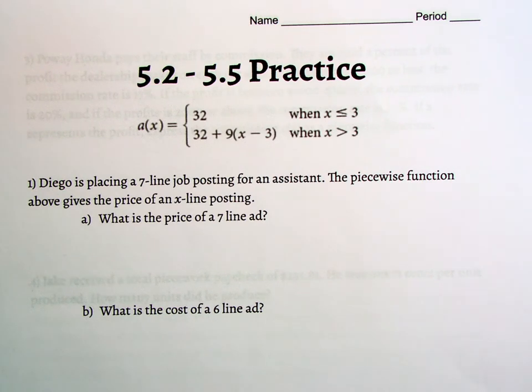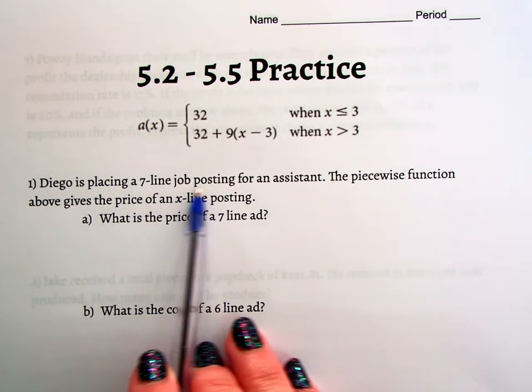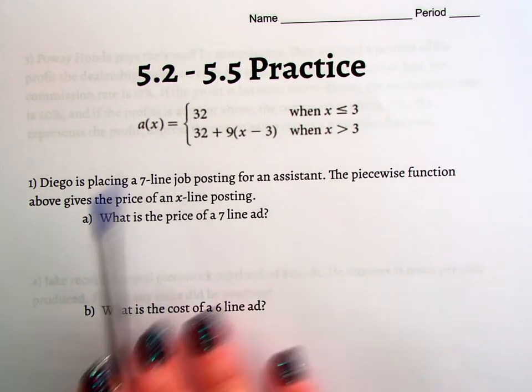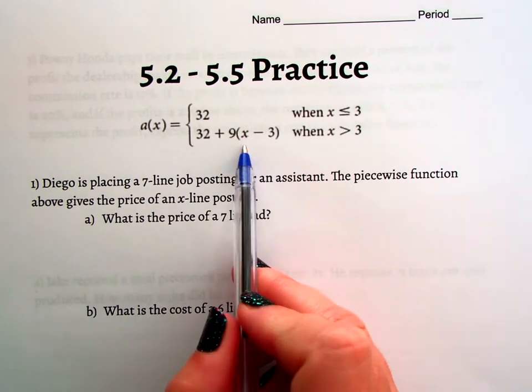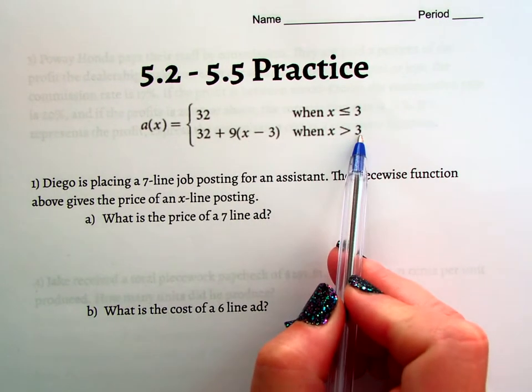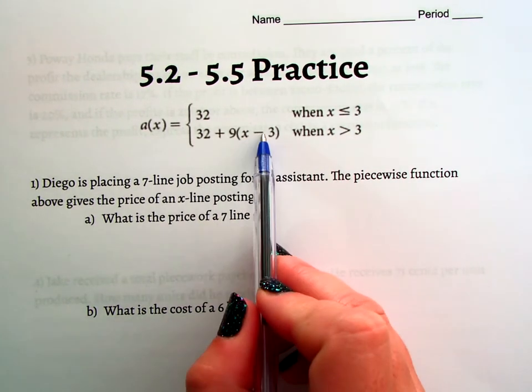All right, let's take a peek at this one. Diego is placing a 7-line ad for an assistant. This piecewise function above gives the pricing of this x-line ad. What is the price of a 7-line ad? So since 7 is greater than 3, we're going to be plugging in 7 right here to this function.